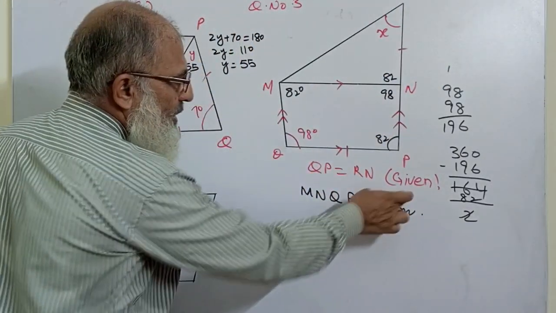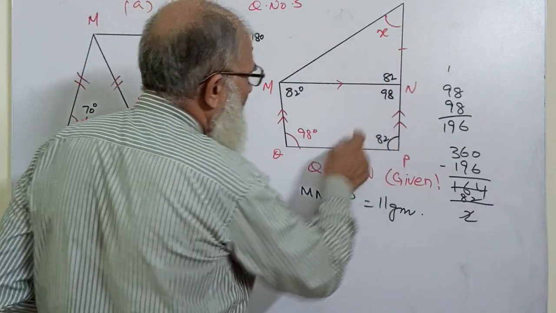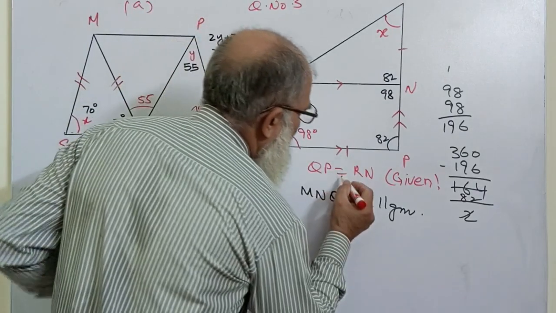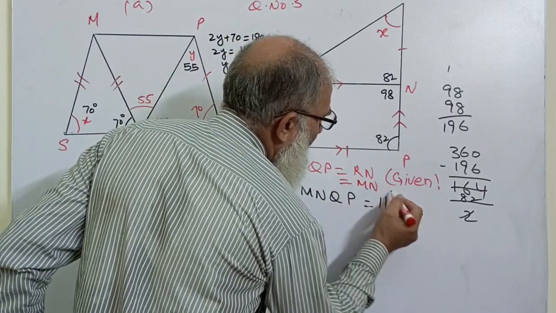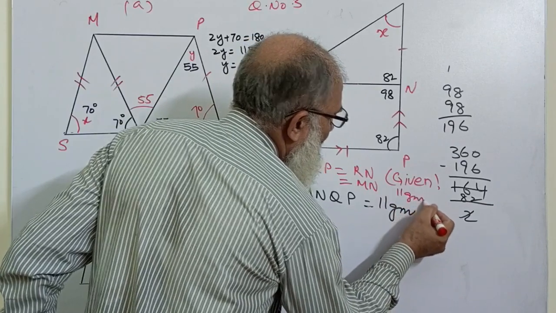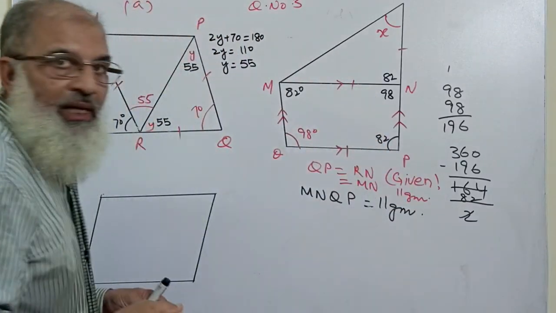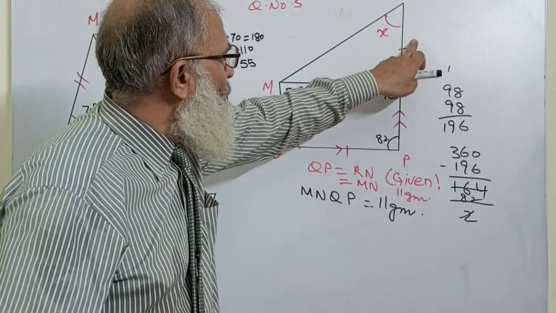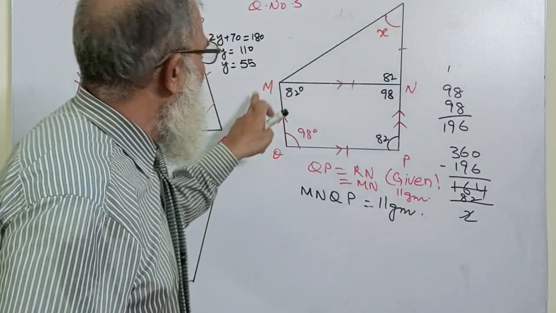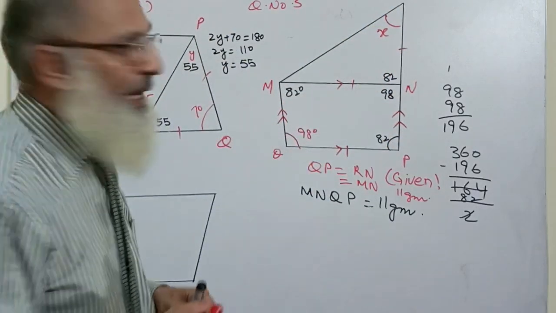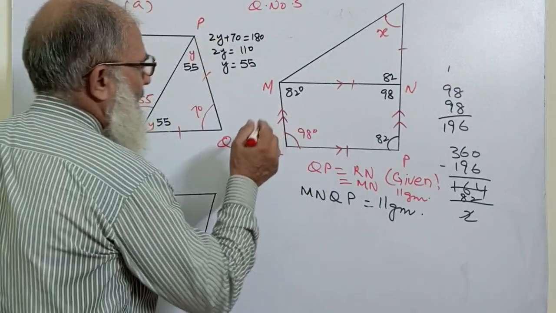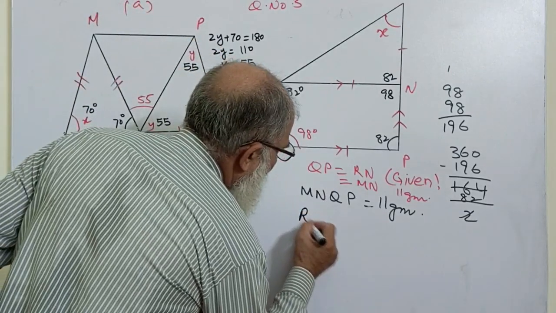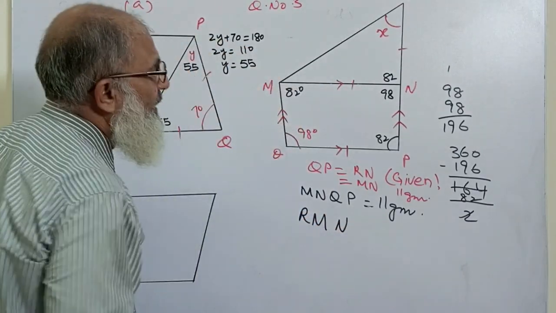QP is equal to RN, which is given. QP is equal to RN, that means QP is also equal to MN, because it is a parallelogram. So a line can be drawn over here to make this RMN an isosceles triangle. Now RMN is an isosceles triangle.